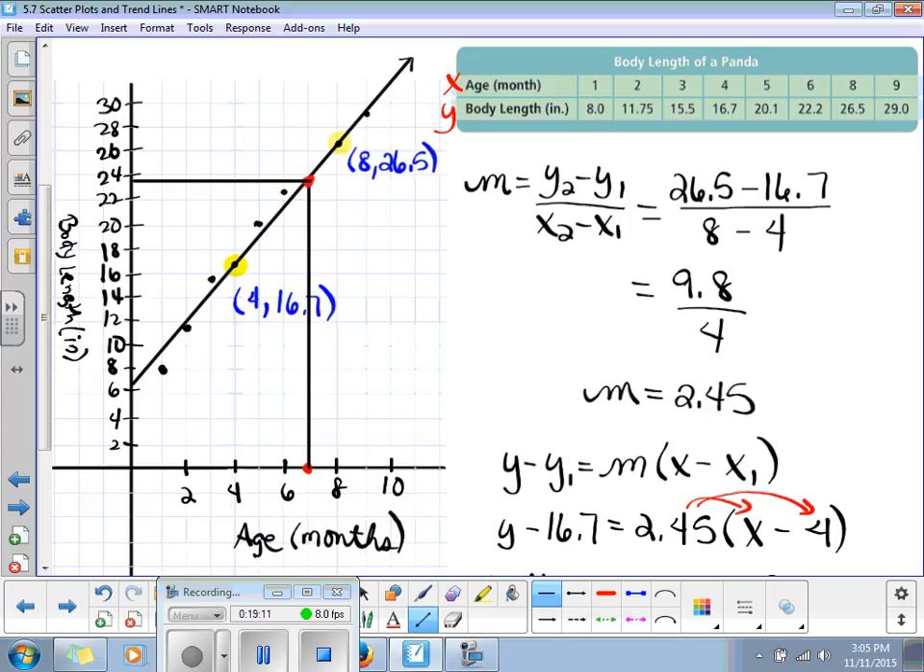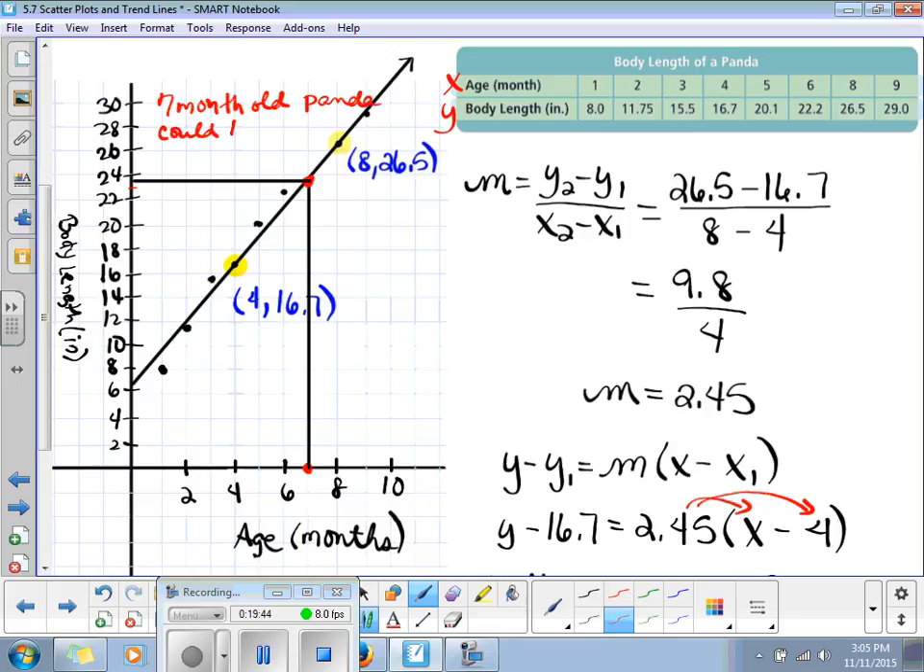Here you can see that a 7-month-old panda is about, let's see, 23 is right there, so maybe 23 and a half, right? Maybe 23 and a half. So a 7-month-old panda could be about 23 and a half inches long.